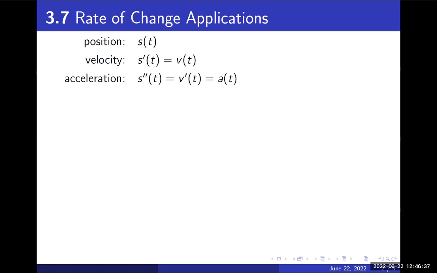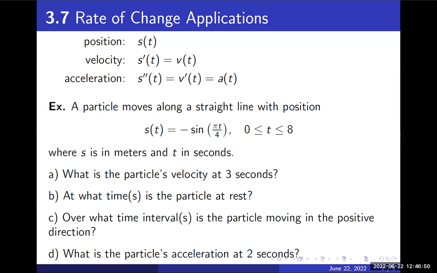All this lecture is going to be is just walking through a few different types of examples, to give you a feel for how these work and how to approach these different types. So here we go. Let's just jump right into this one. A particle moves along a straight line with the position given by s of t equals negative sine pi t over 4.